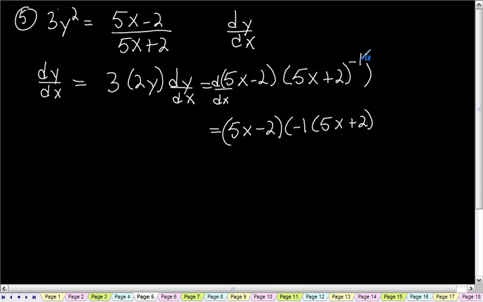Take away 1 from negative 1, that equals negative 2. And then I'm going to multiply that times the derivative of the inside. 5x plus 2, the derivative of 5x plus 2 is just 5. That's the first part, first times the derivative of the second. Now I'm going to do plus the second, which is 5x plus 2, times the derivative of the first. The derivative of the first is just 5.